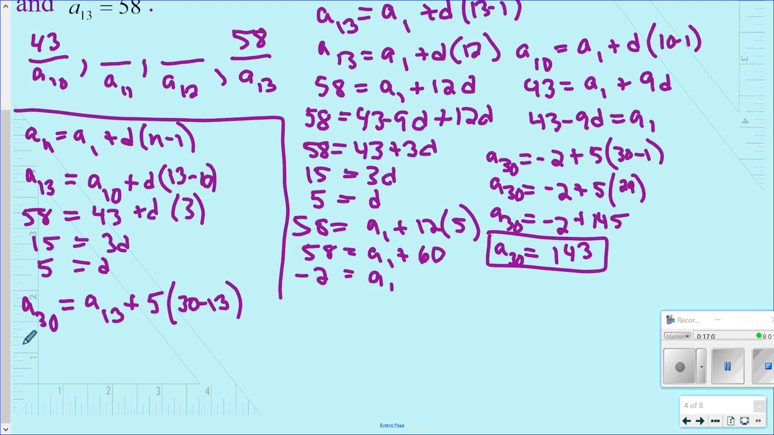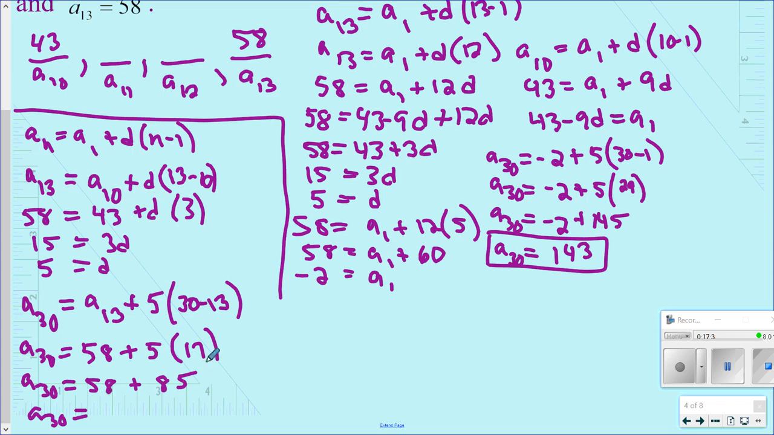And so that's going to get me the 30th term, which is the 13th term, 58, plus 5 times 30 minus 13 is 17. And that's going to get me the 30th term. So I'm going to add 58, and 5 times 17 is 85. And when I add those two together, I am getting 143. And that is the 30th term.